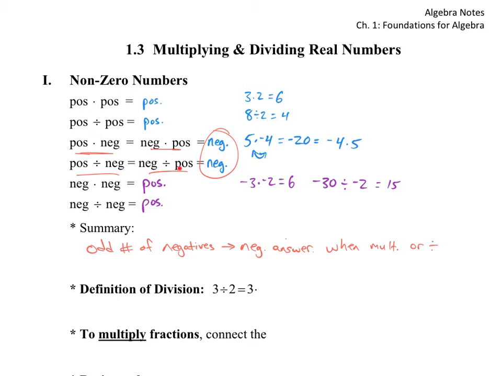Or a negative and a positive leaves me negative. But negatives can cancel each other. So here, if I have a negative, that second negative is going to cancel out the negative and make it positive. Here, a negative divided by a negative, these two negatives cancel, and again leave the answer being a positive number.